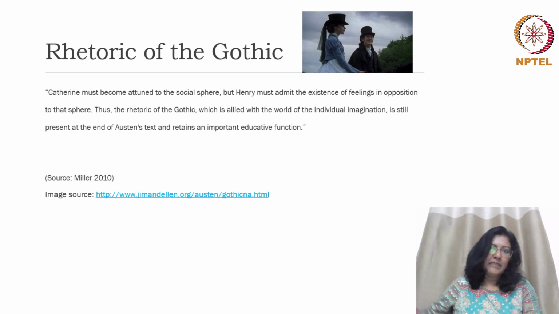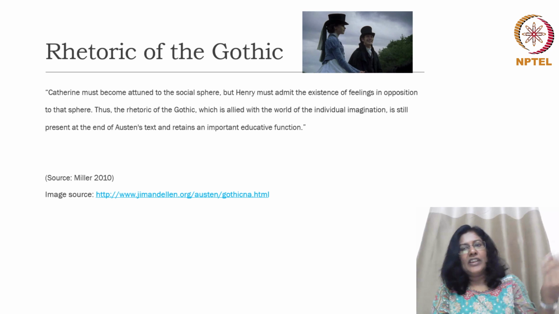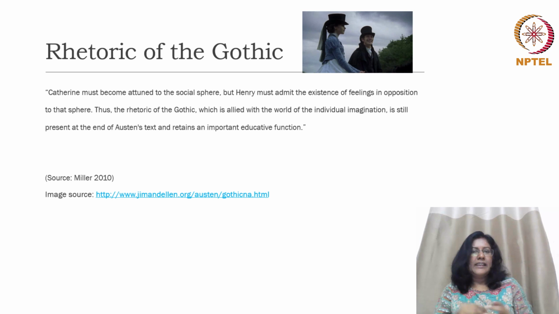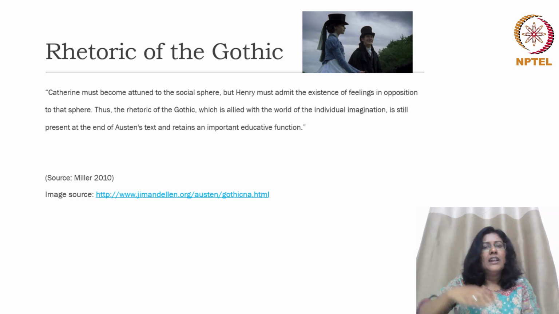So Gothic tropes cannot be completely set aside and rejected, as some critics argue that this novel completely exorcises the Gothic ideas, but that is not true, because the Gothic here is also used to capture the social horrors and the domestic horrors that are present in all societies, not just in continental but in English society. So that is the radical idea that Austen is communicating here in this novel.